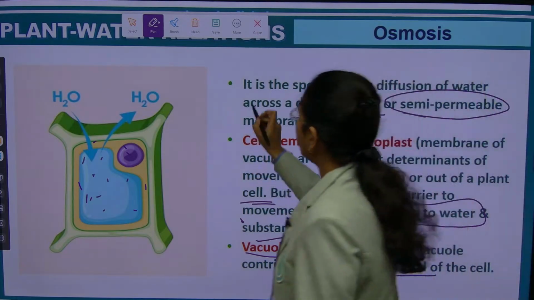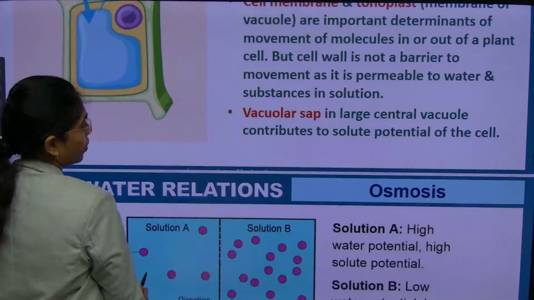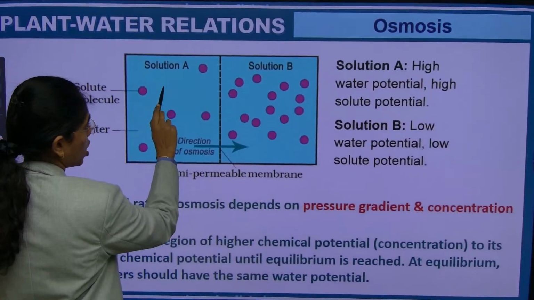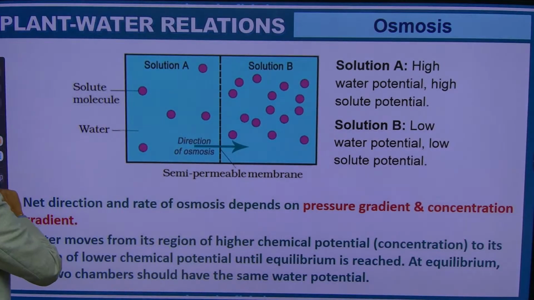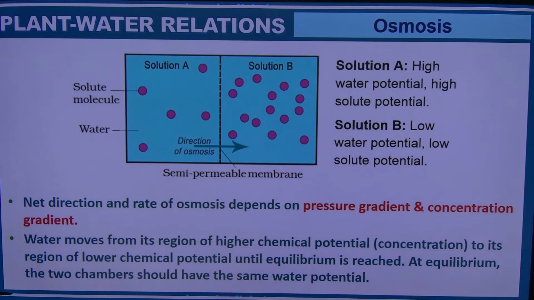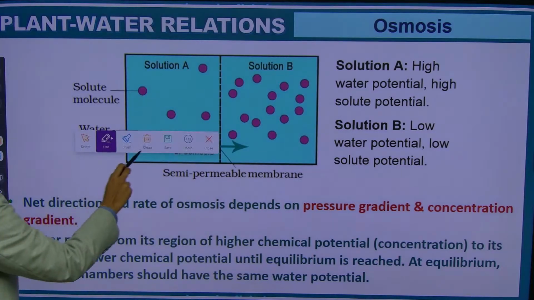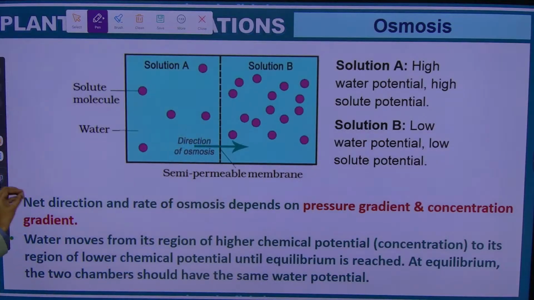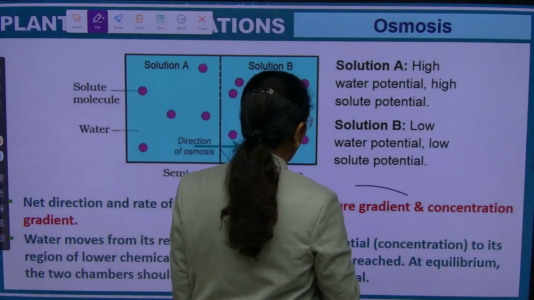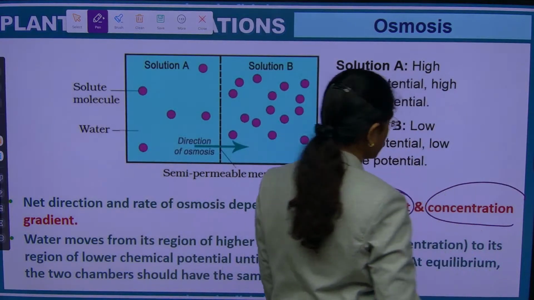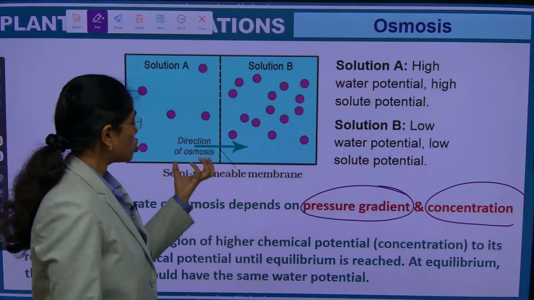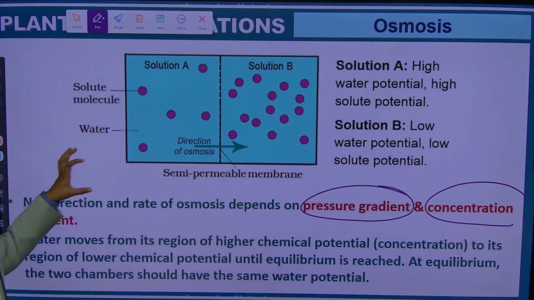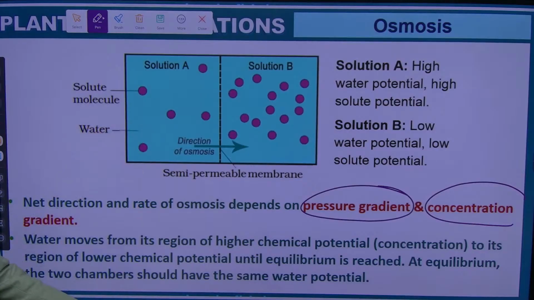Now, osmosis. This is from high water potential to low water potential, that is, high solute potential to low solute potential. The net direction or rate of osmosis will always be dependent on the pressure gradient and the concentration gradient. Remember that.